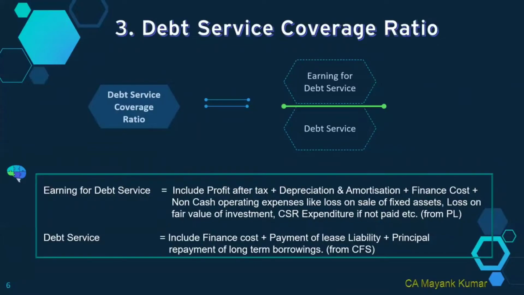And these numbers will be extracted from the profit and loss account. Then the denominator, debt service, will include finance cost, payment of lease liabilities, plus principal repayment of long-term borrowing, and which will be from cash flow statement.